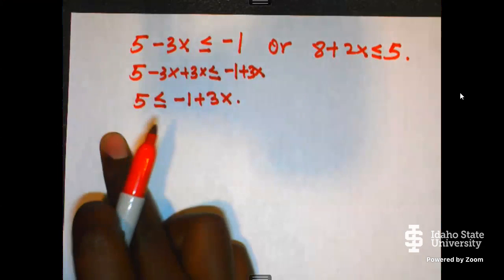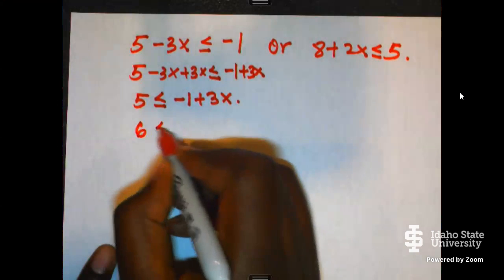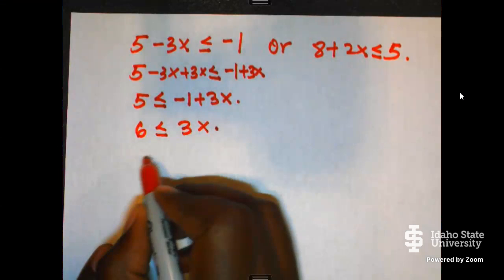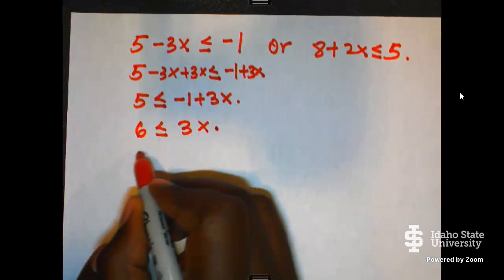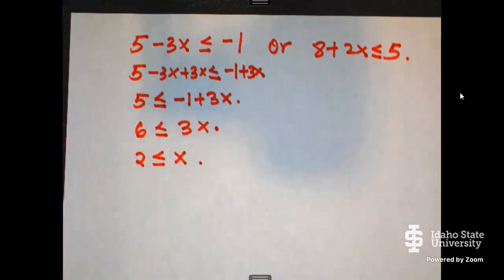So we bring this minus 1 to the other side, so it will be what? 6 less or equals to 3x. So definitely this will be 2. Okay. So that one is okay.